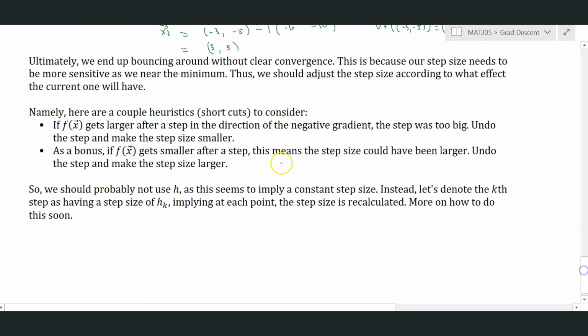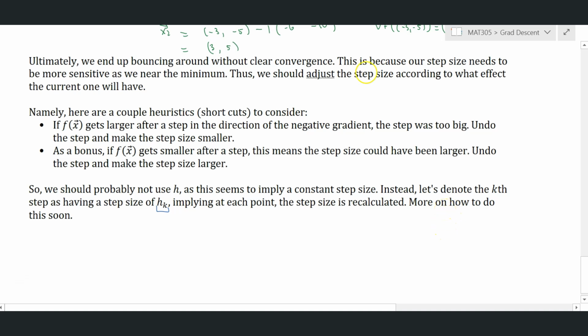Now, these are just heuristics. These are kind of like mental shortcuts. But the end result here is we should probably not use h, as this seems to imply a constant step size. And let's denote the kth step as having a step size of h sub k, implying at each point the step size is somehow recalculated. And the question is, how do we do this?